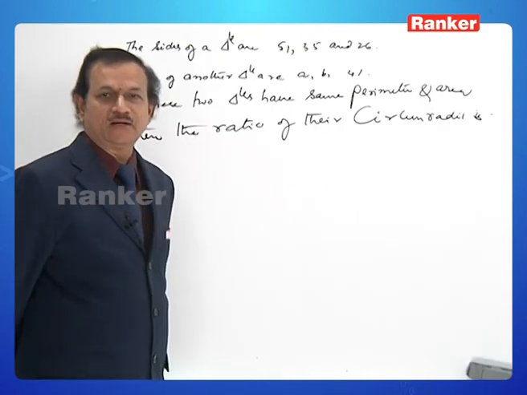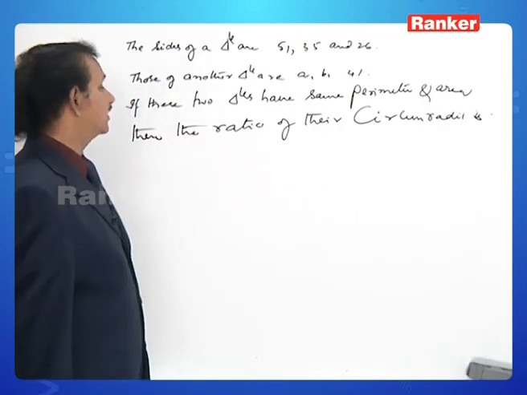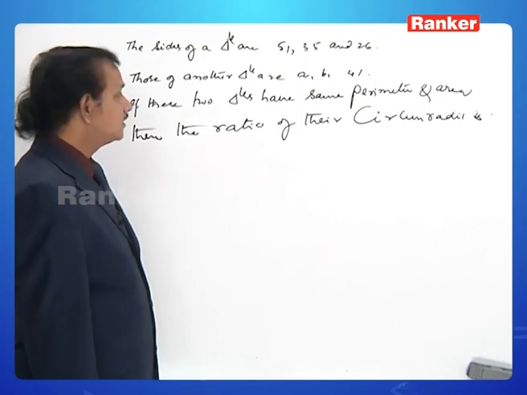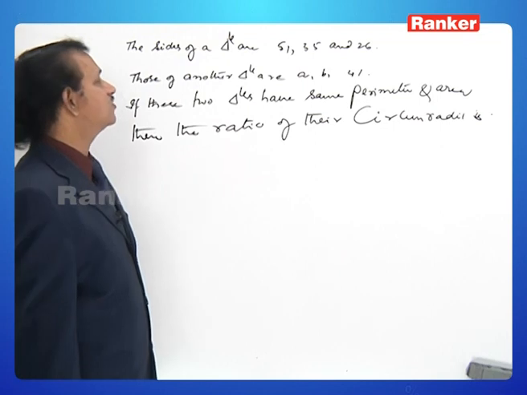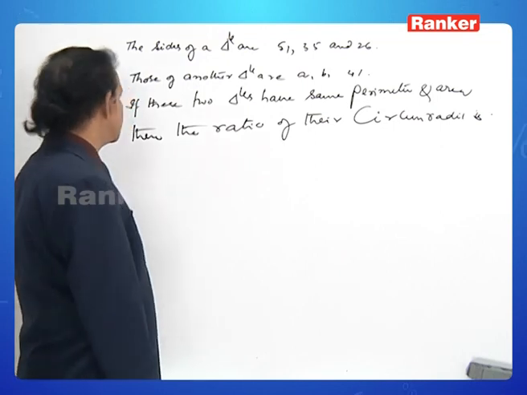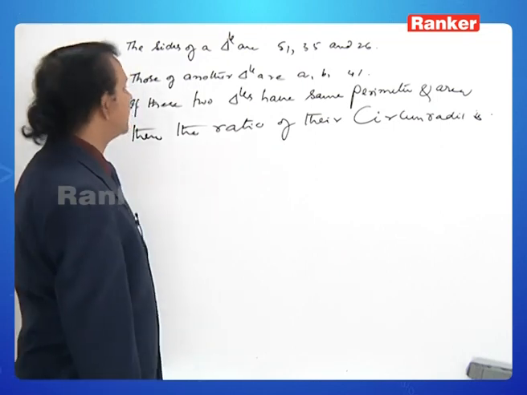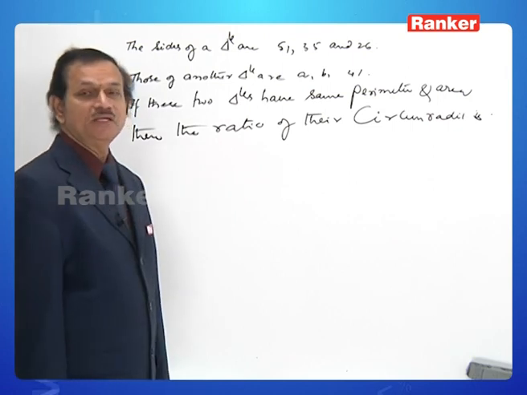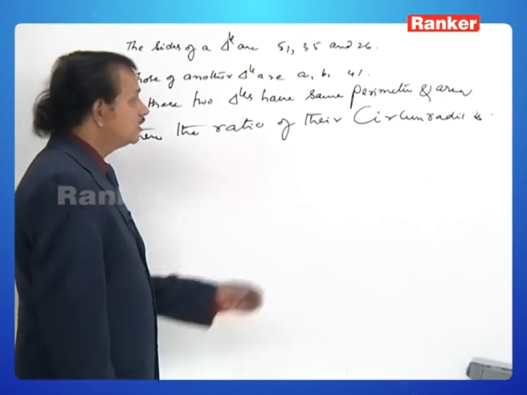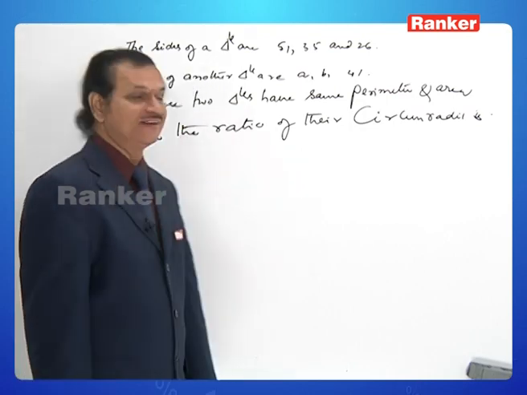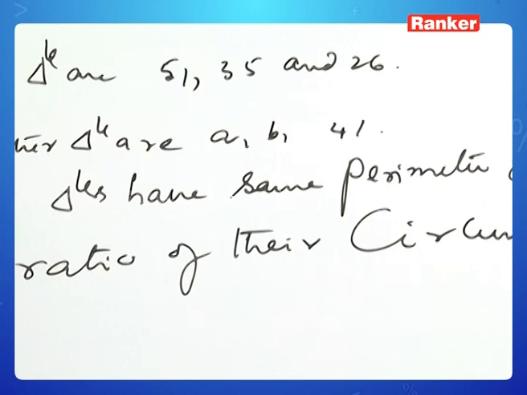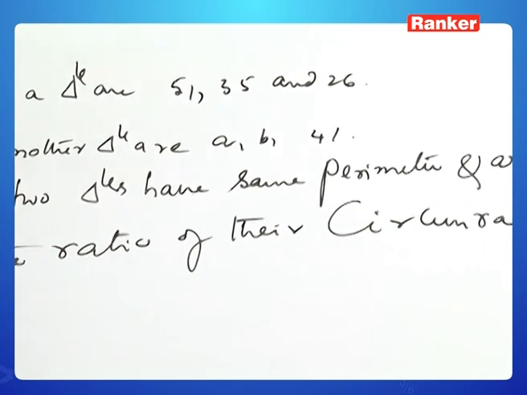Another triangle is there with lengthier information. Look at that. This is a discussion with two triangles. In the first triangle, the sides are given to be 51, 35 and 26. And those of the second triangle are a, b and 41. If these two triangles have the same perimeter and the same area, then what is the ratio of their circumradii?